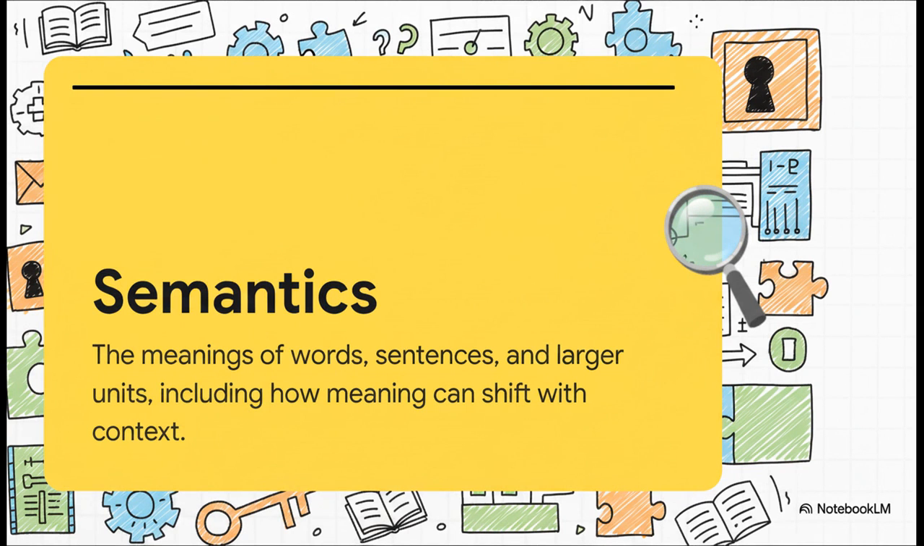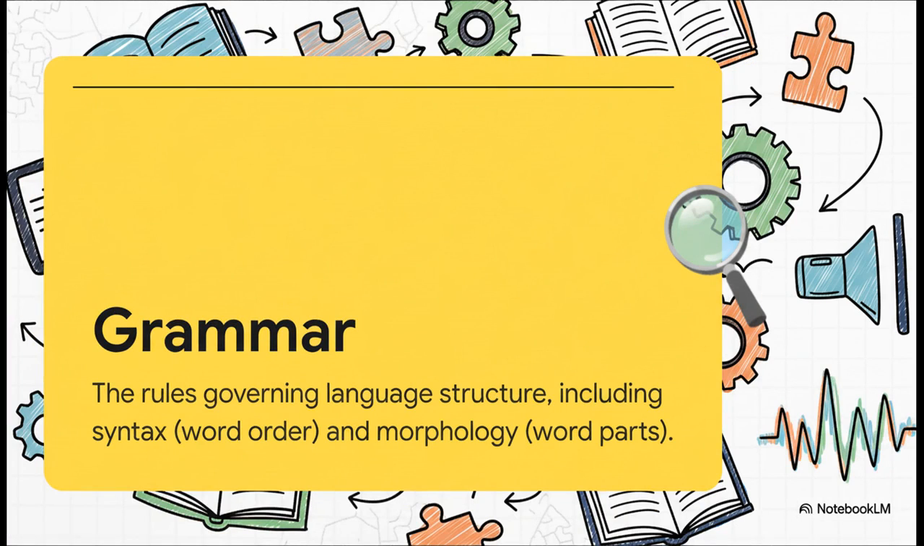Okay, so we've got the sounds. Now we need to give them meaning. And that's where semantics comes in. It's not just about knowing a word, but understanding all its different shades of meaning. Take the word bug. To an exterminator, it's an insect. To a spy, it's a listening device. Context is everything.